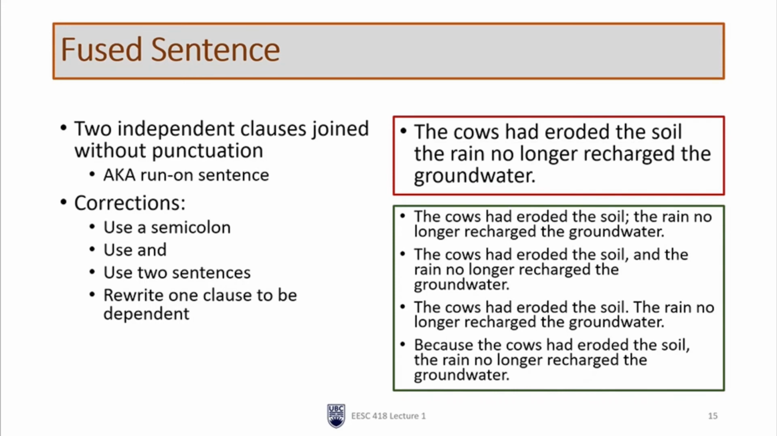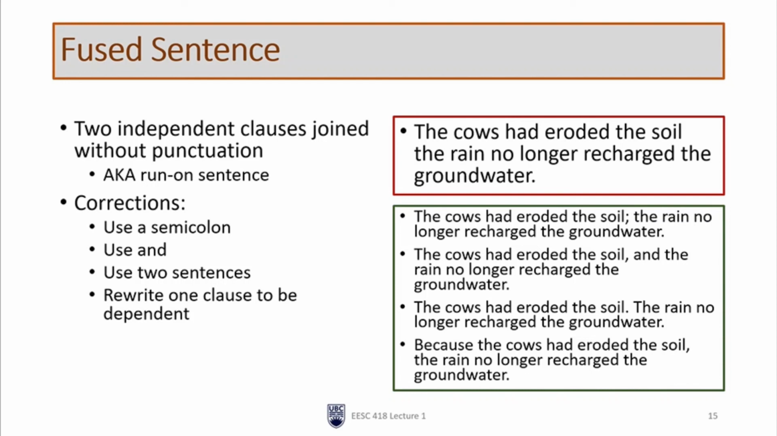The next example is similar. This is a fused sentence. This is just like a comma splice, except it doesn't have a comma. So we have two independent clauses joined together without any punctuation. This is also called a run-on sentence. The cows had eroded the soil. The rain no longer recharged the groundwater.